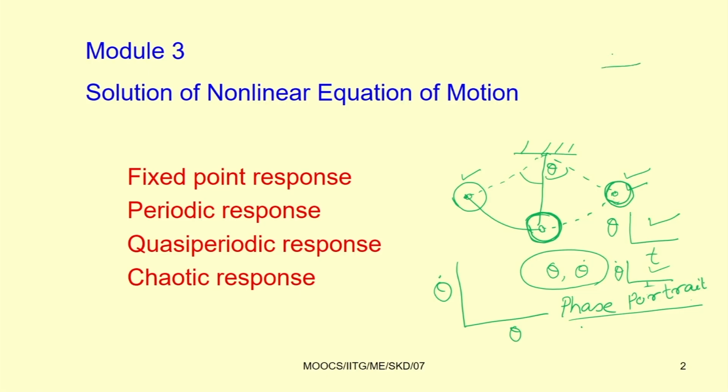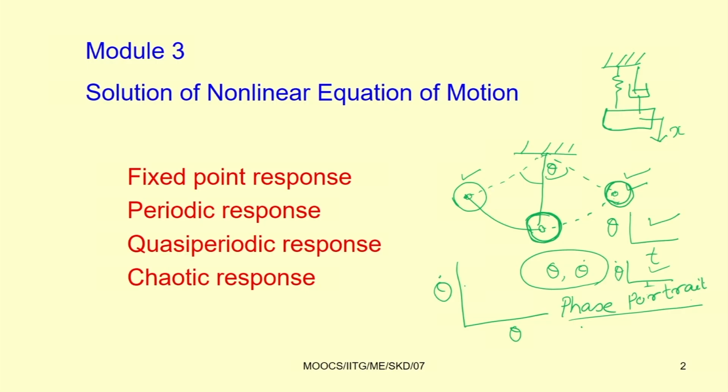So we have a spring mass damper system. In this case, this is the mass, and we can study the motion of this mass, let this be x. We can plot how x is varying with time and how x dot is also varying with time.